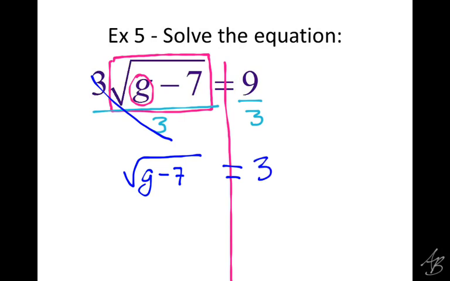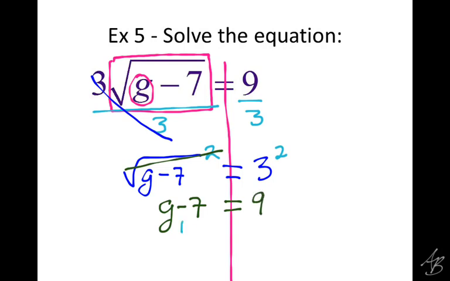All right, then the square root's by itself, so we can get rid of that now by doing what? How do we get rid of the square root? We square it. Remember, squares go top right. So we square both sides. On the left side, the square and the square root cancel, leaving what? G minus 7. And on the right side, 3 squared is 9.